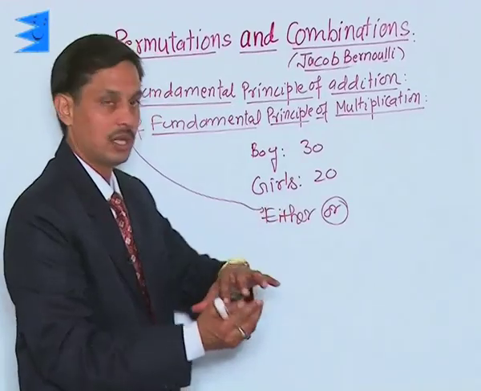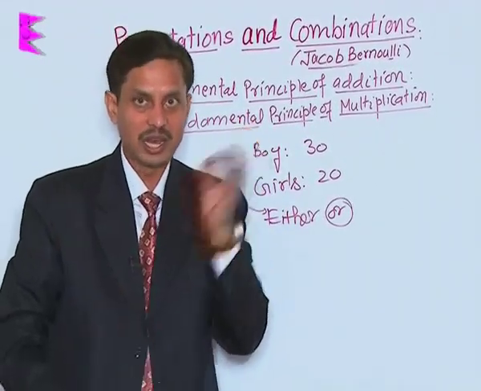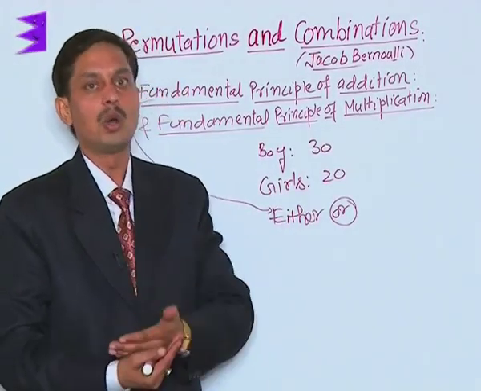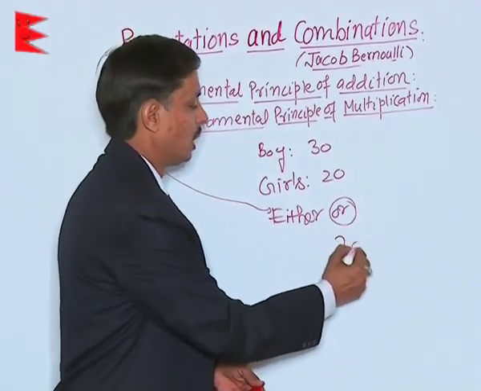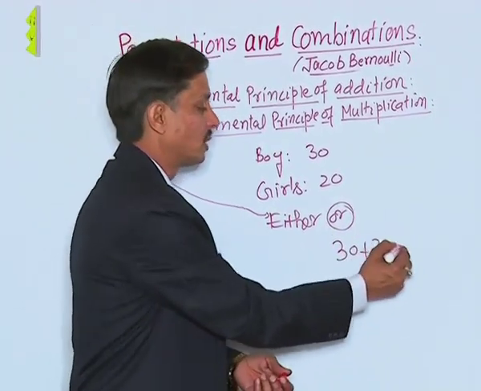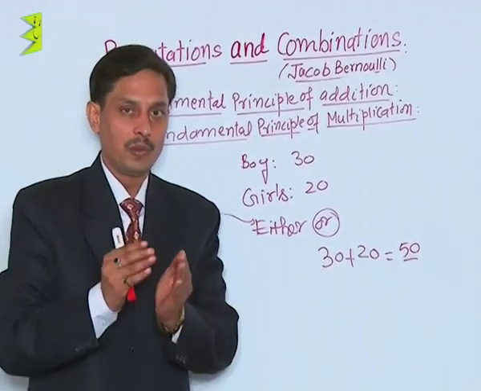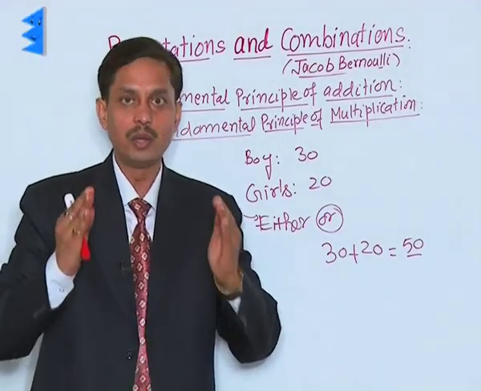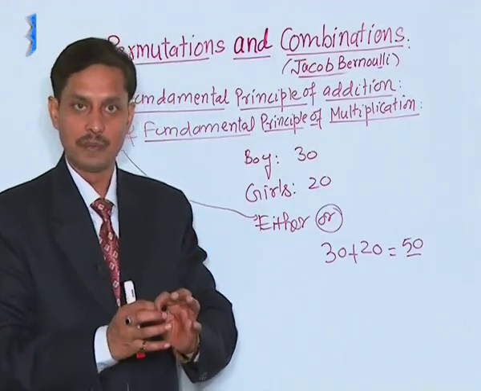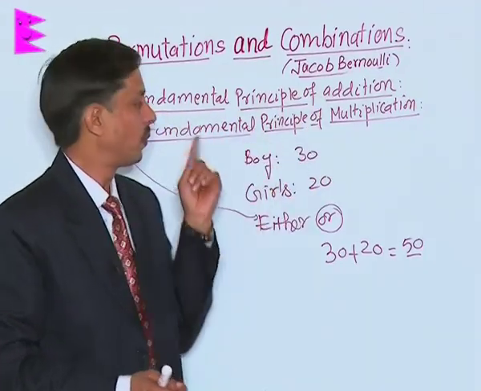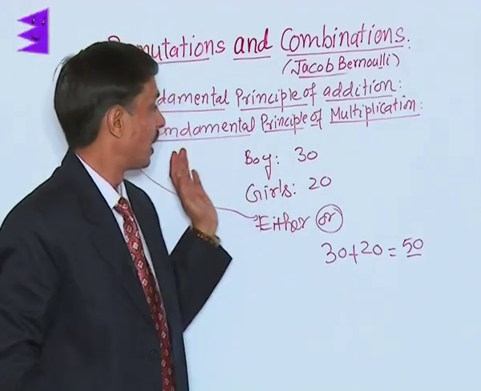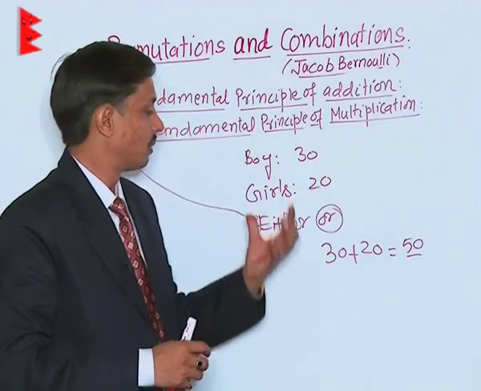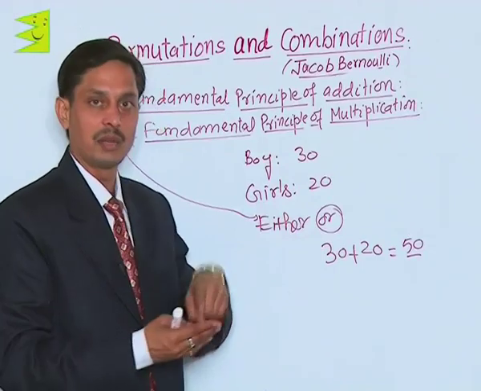So in how many ways can a teacher choose a class monitor out of 30 boys and 20 girls? Either a boy will be monitor or a girl will be monitor. So how many choices do we have? 30 boys and 20 girls, so there are 50 choices. Remember, whenever we solve problems related to permutation and combination, we will read the problem very carefully and try to diagnose which principle is applicable, either the fundamental principle of addition or the fundamental principle of multiplication. The principle of addition can be recognized if the word either-or comes in the problem.